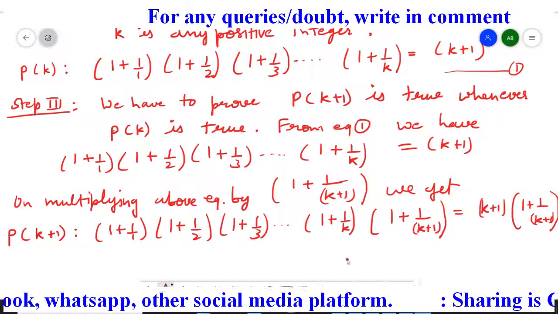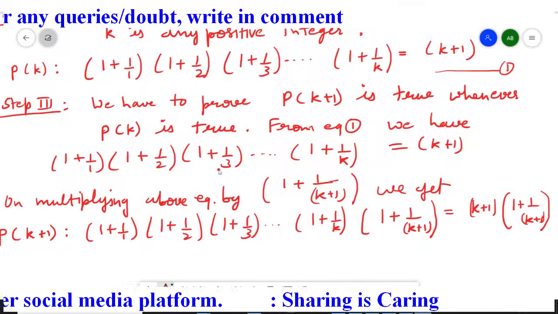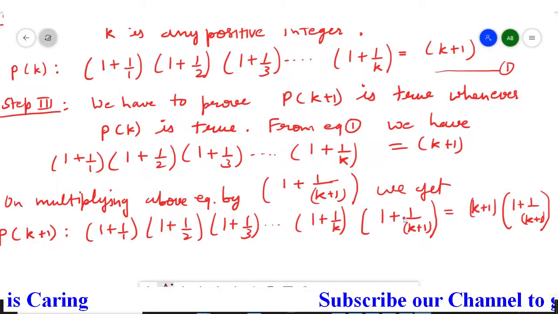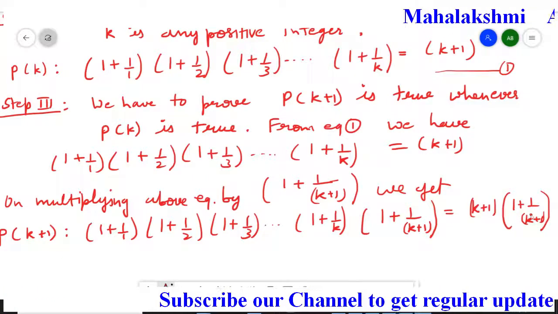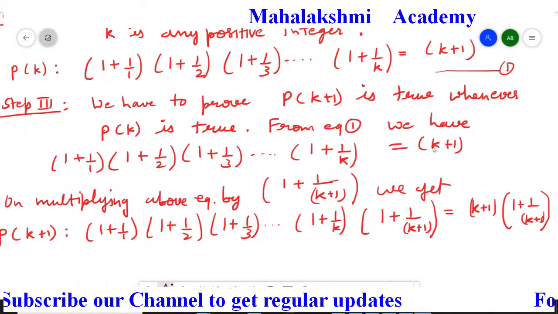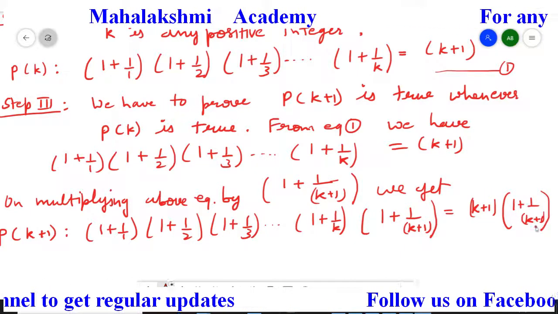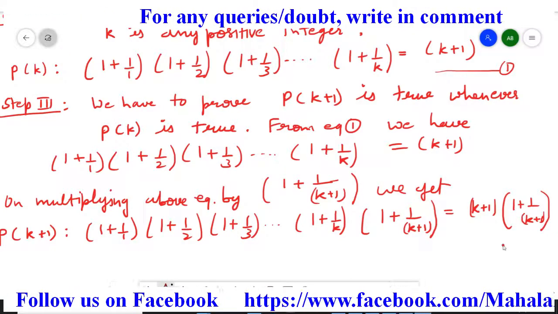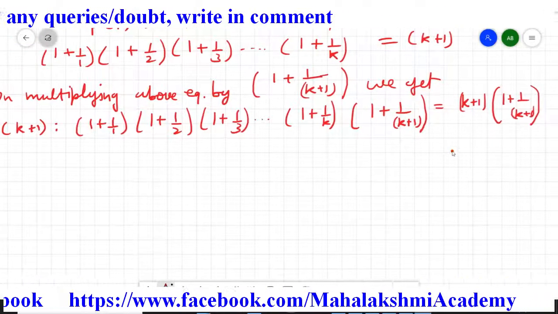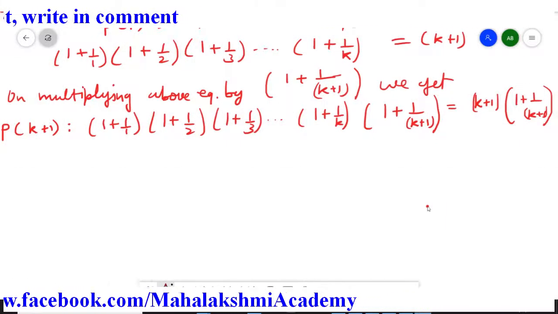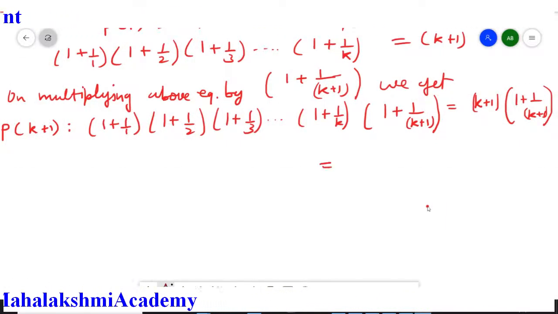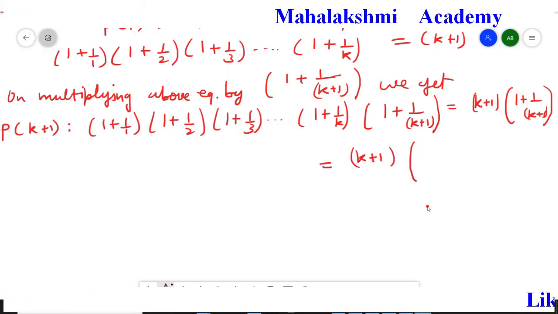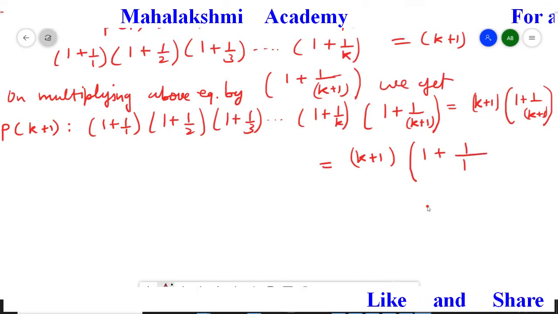So I shifted this side. What we have done here: in the left side we multiplied by 1 plus 1 upon k plus 1, and in the right side also we multiplied the right hand side, that is k plus 1, by 1 plus 1 upon k plus 1. Now only the right side we have to solve. To solve it, first we will take the LCM. So only the right side I am writing again because it is not visible properly. So bracket k plus 1 and bracket 1 plus 1 upon k plus 1.